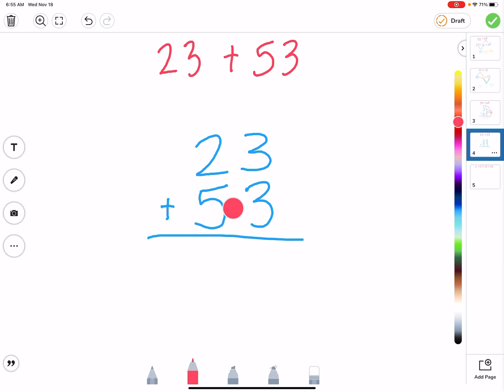I'm going to add my 1s together. What is 3 plus 3? 6. Is that an acceptable number? It is because it's not 10 or more. So I don't have to take any of those 1s out to regroup. So this guy's just going to go right down here in the 1s place. Okay. Now I'm going to add my 10s together. 2 10s plus 5 10s equals 7 10s, 76.